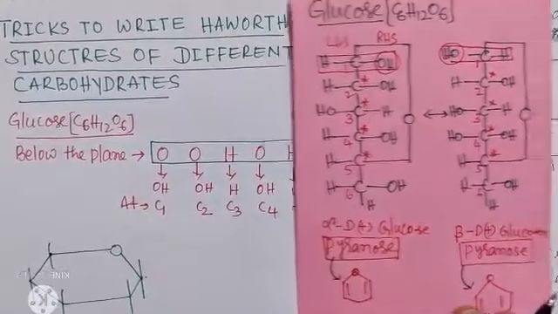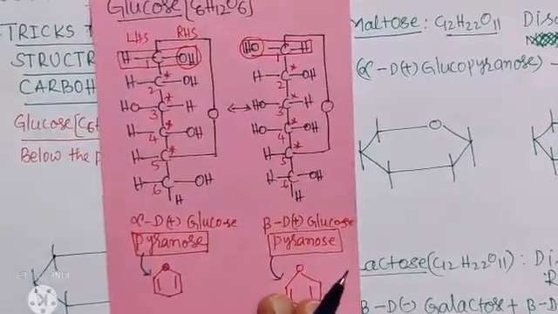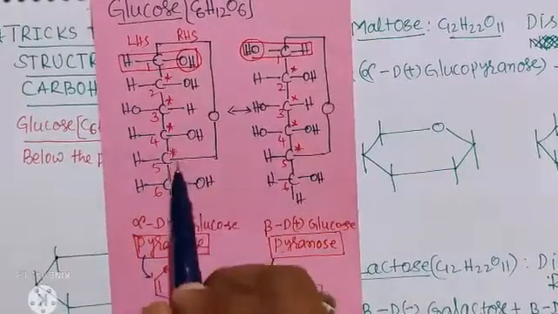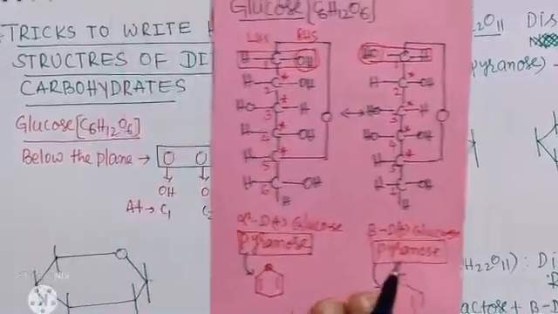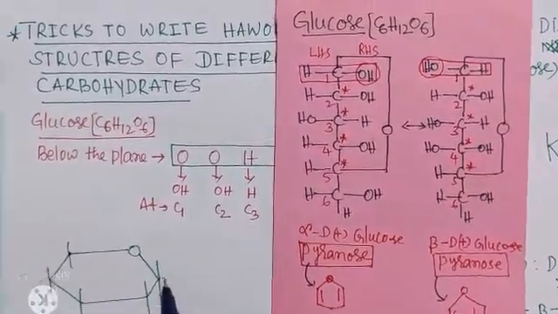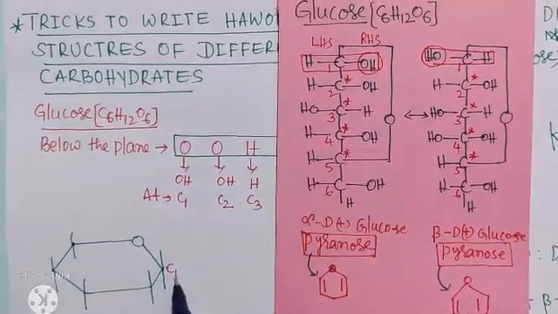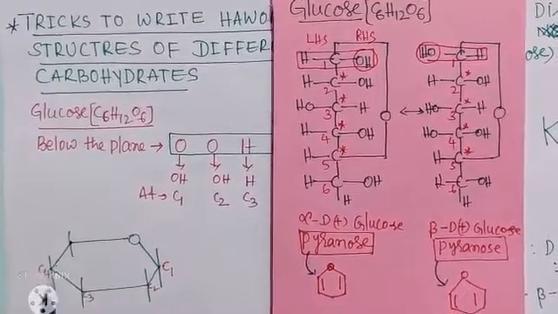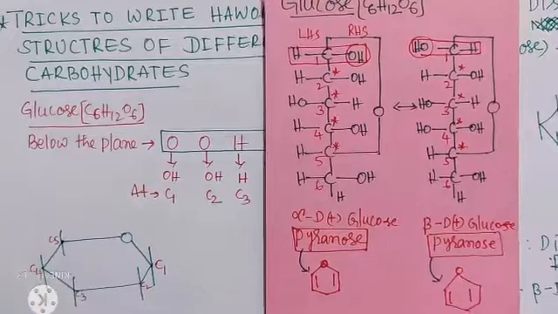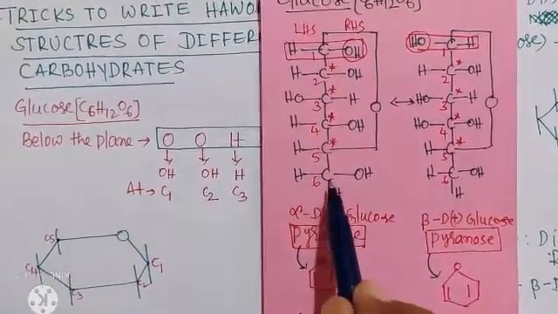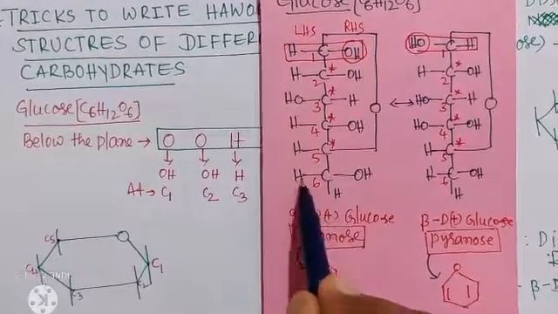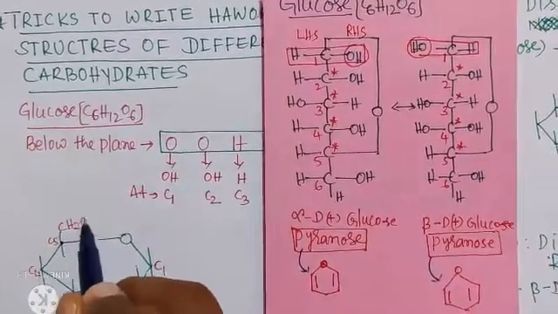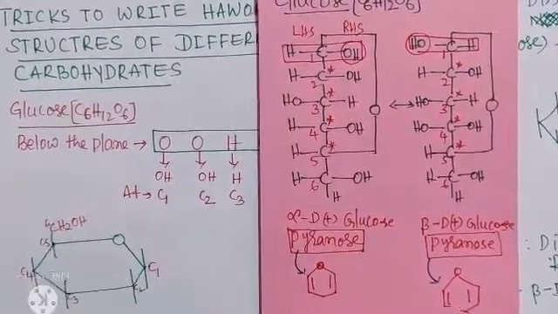Once we observe the Fischer cyclic structure, the oxygen bond linkage is present at C1 and C5. Here also, I'll consider this is C1, this is C2, this is C3, this is C4, this is C5. Now in this structure, at the 6th carbon atom CH2OH is there. Right, here also the 6th carbon atom is CH2OH, that is common. The 6th carbon atom is clear.